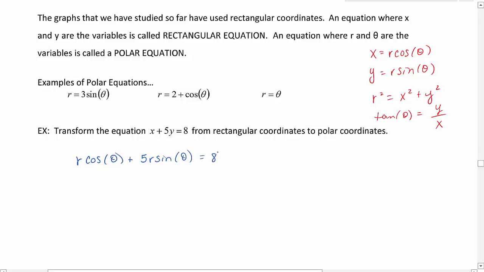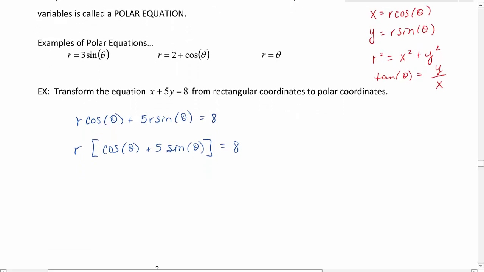So technically now it's transformed from rectangular to polar, but we want to solve for r when we're writing a polar equation. On the left-hand side, we have a common factor of r that we can factor out, leaving us with cosine of theta plus 5 sine of theta equal to 8. And then all we need to do is divide both sides by that cosine plus 5 sine. And we get r equal to 8 divided by cosine of theta plus 5 sine of theta. And that's it.